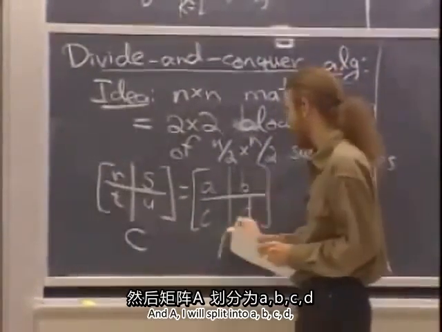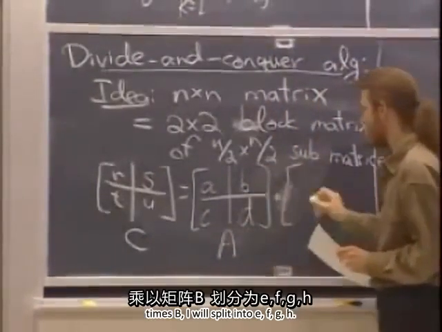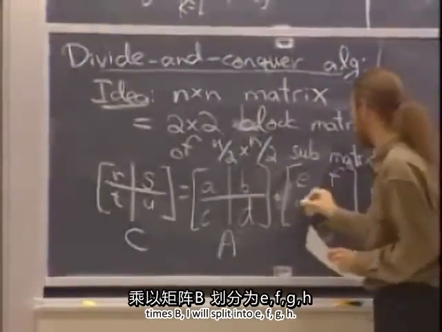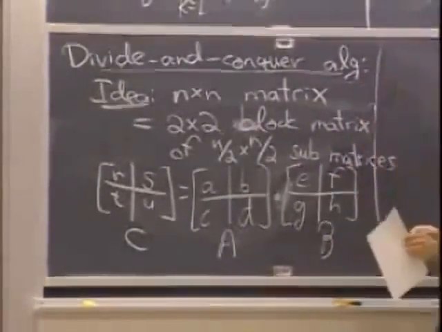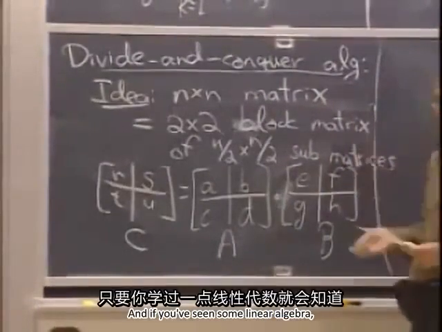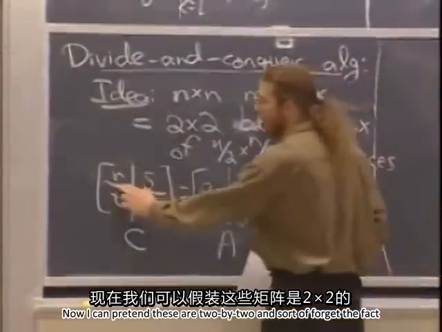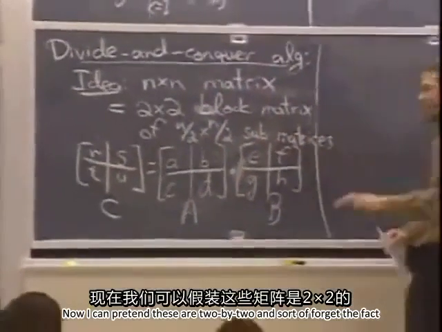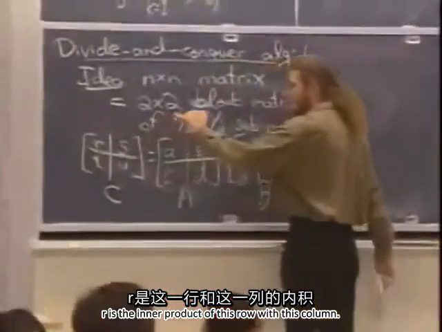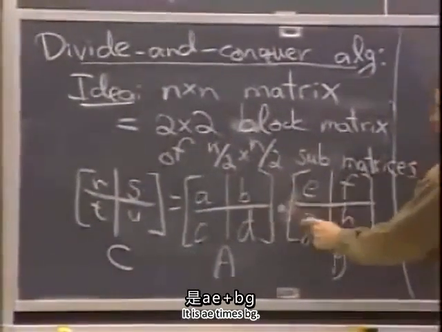And A, I'll split into a, b, c, d times B, which I'll split into e, f, g, h. Okay, why not? This is certainly true, and if you've seen some linear algebra, this is basically what you can do with matrices. So now I can look at r. I can pretend these are 2 by 2 and sort of forget the fact that these little letters are matrices. Just say, well, r is the inner product of this row with this column.